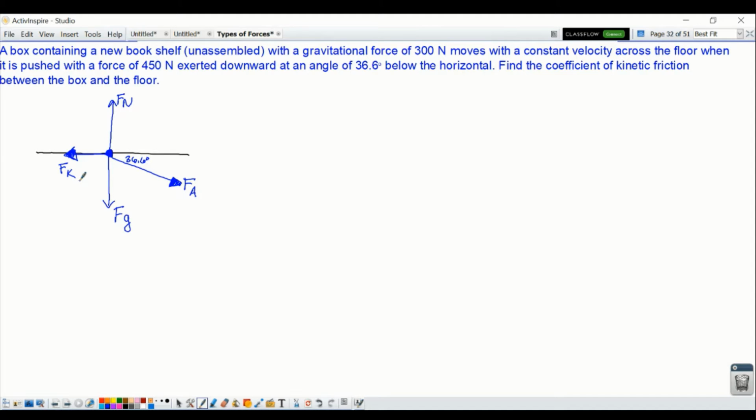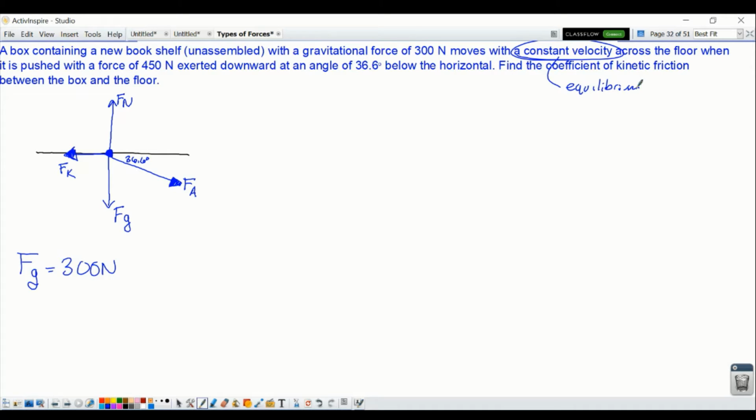Next, we want to write down our givens. The one thing it says is the gravitational force, so Fg, is equal to 300 newtons. This is a little different. Last couple of problems, they gave us the mass and we had to find Fg. This time, we just know Fg from the beginning. It's going to be moving with a constant velocity. That's important because that tells us it's in equilibrium. Okay, so later on, we'll know it's in equilibrium.